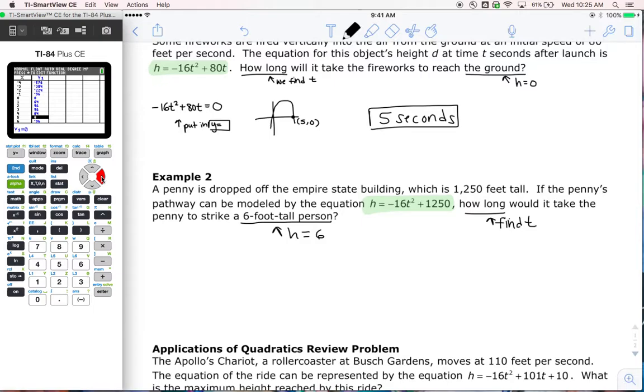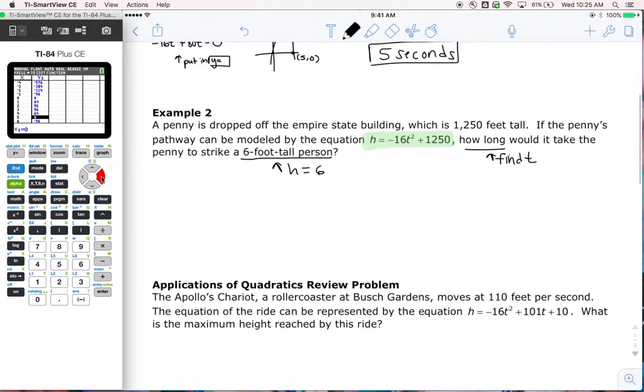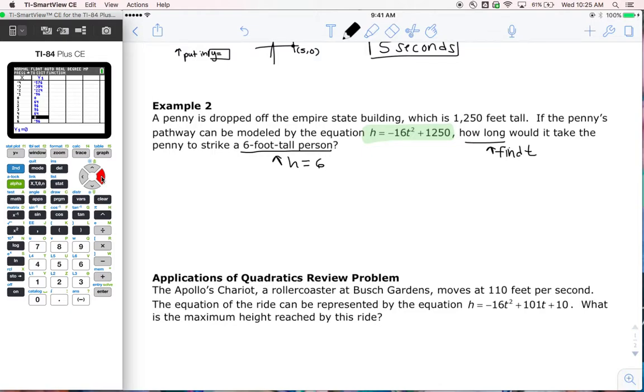So let's go ahead and set up our equation. We don't know t, so we're keeping t: negative 16t squared plus 1250 equals h. And the height that I was given was 6. Well, this does not look like what we're used to. We kind of love it when it's equal to 0 because we can use our calculator.